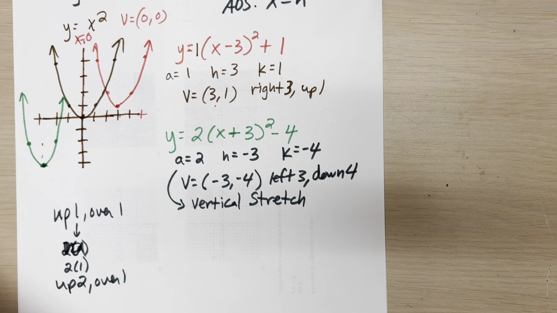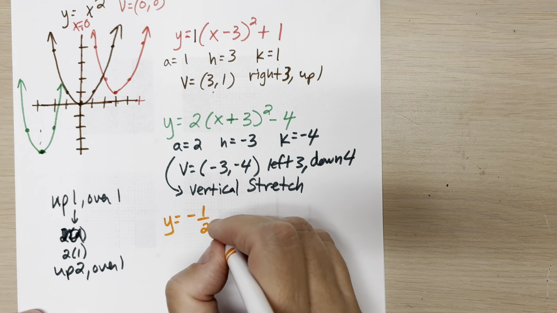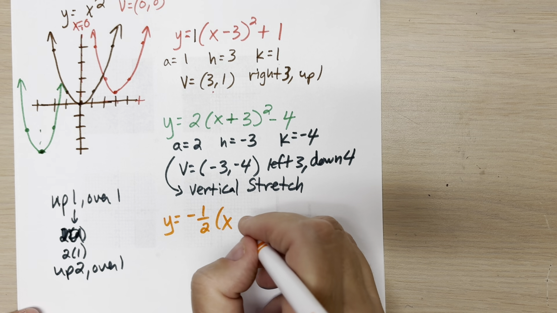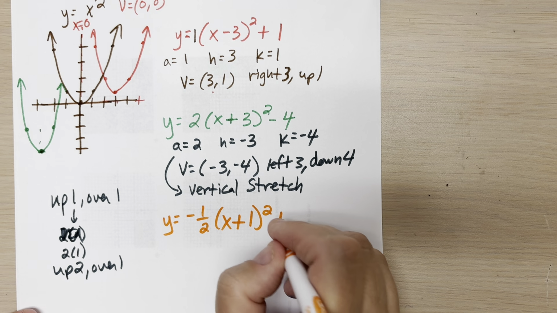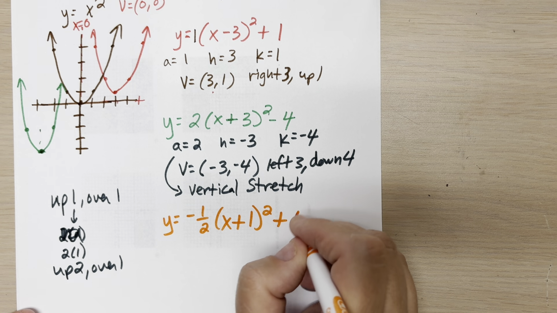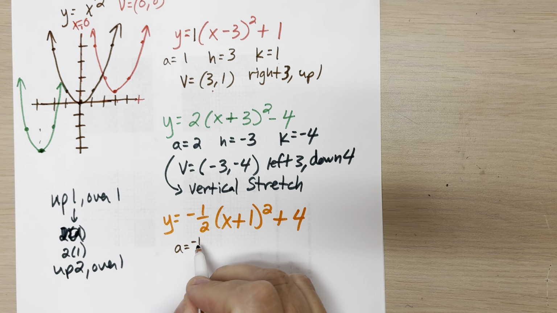Okay. How about one more? Let's see if I can do it without any mistakes. We'll see how it goes. How about we have y equals negative 1/2 times the quantity x plus 1 squared plus 4. Let's get wild. Okay. So in this one, a is negative 1/2. The negative is going to reflect over the x-axis.